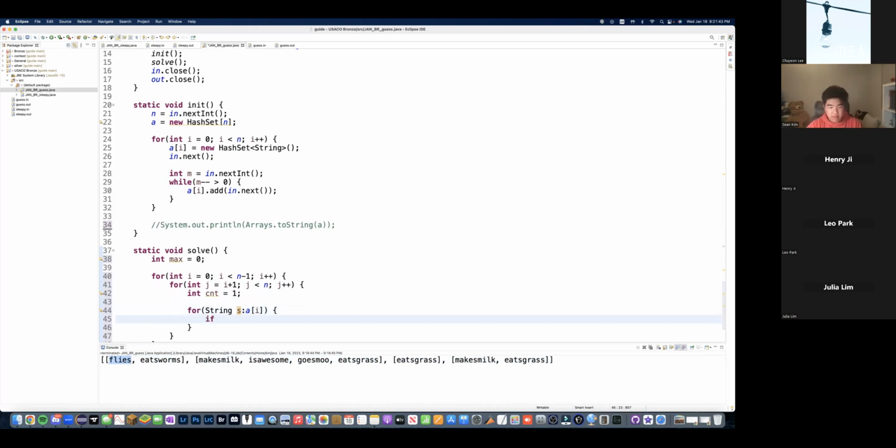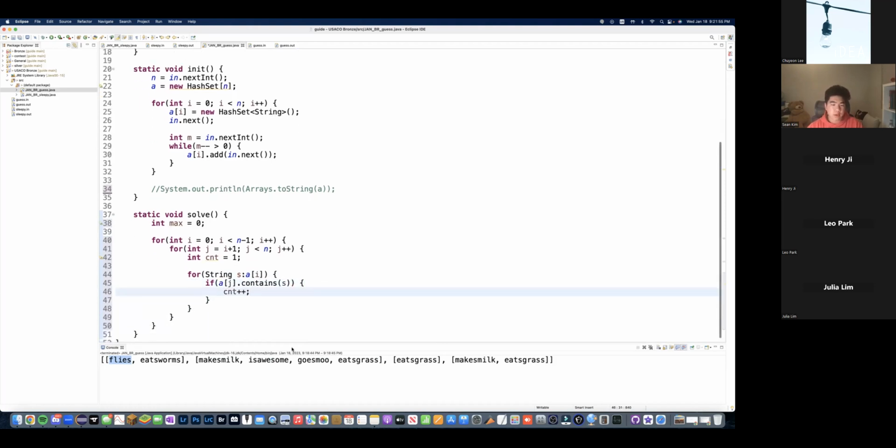So what we're going to do is: if a at j contains s, count plus plus. What are we doing here? We're counting the number of times we have to ask a question, basically. To put it simply, we get flies first. We then look through each and every hash set within this hash set array. Is there flies? If there isn't, don't add. If there is, add one. But we see that flies is not there, so we don't do that. We look for eats worms. It doesn't exist. So we know cnt doesn't do anything, and count is still 1.